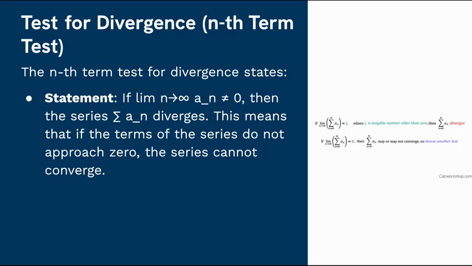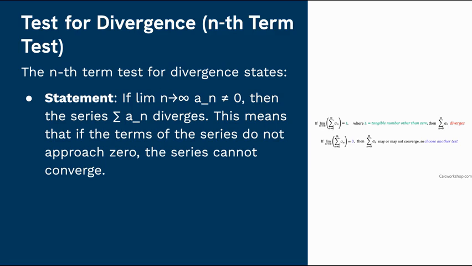So first of all, I'm going to be going over some tests for series convergence or divergence. And the first test we're going to be looking at is the test for divergence, which is also called the nth term test. The nth term test for divergence states that if the limit as n goes to infinity of a_n is not equal to 0, then the series of a_n diverges. Essentially, if you take the limit of the thing inside the series as n goes to infinity, and that does not equal 0, then it diverges.